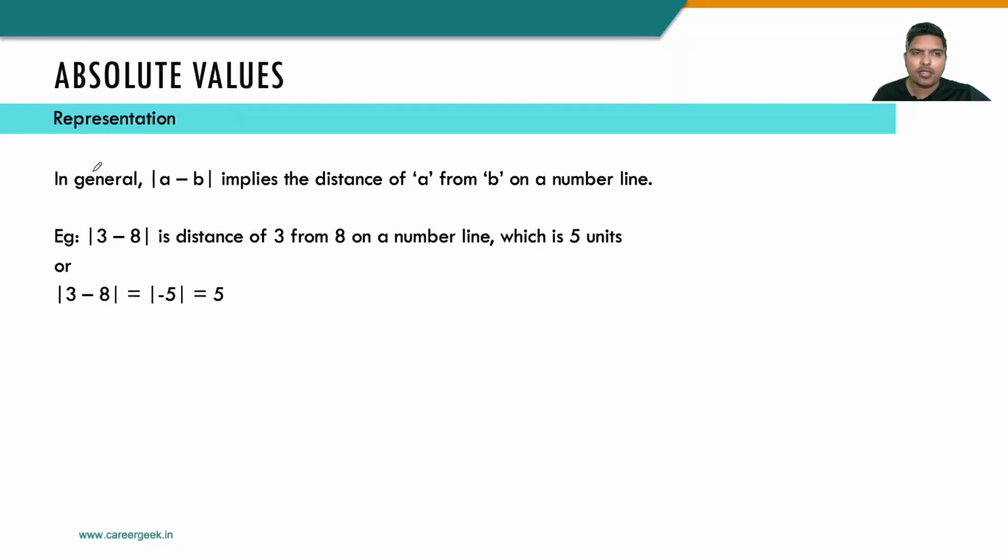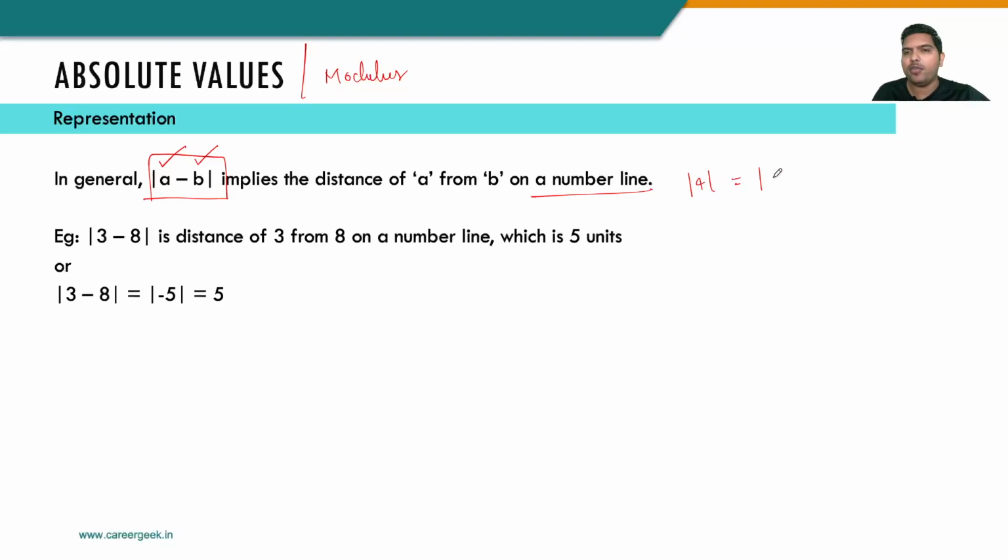Now, a more generalized way of describing mod is, let's say if we're saying A minus B, this implies distance of point A from point B on a number line, right? So distance of the first constant, point A from point B on a number line. It will make more sense when I say mod of 4. So absolute value is also called modulus. I might be using absolute value or modulus, both are same.